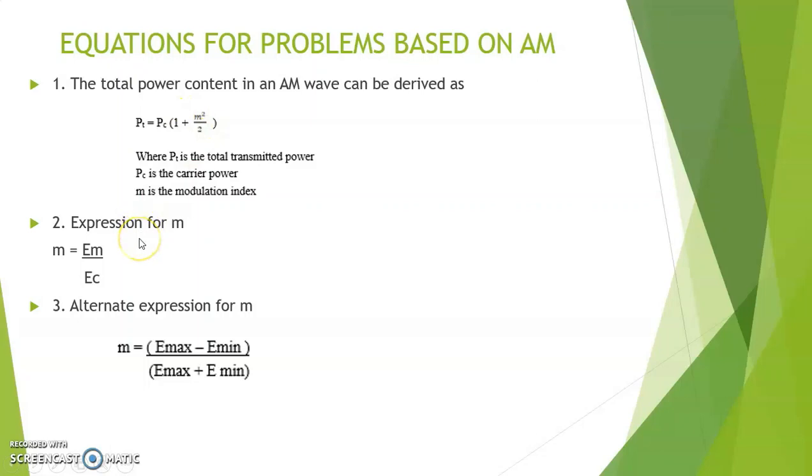And the second expression is M is equal to EM by EC, which we have already studied. There is also an alternate expression for M, which is given by Emax minus Emin by Emax plus Emin. That is from the wave.